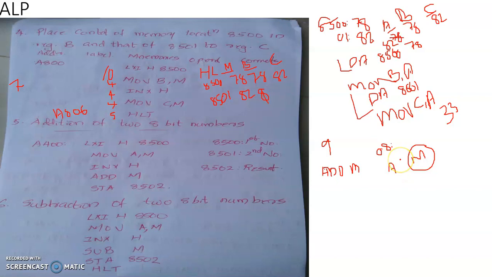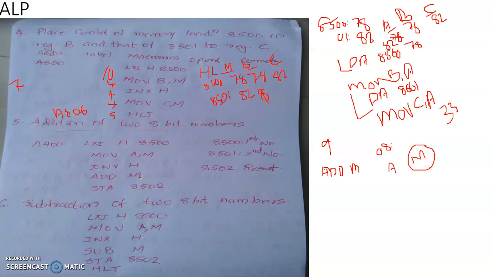Now I require the second number to be pointed. For that, let's increment the content of HL pair by 1, which is already 8500. Upon incrementing, this becomes 8501. So the second number is pointed. INX H. ADD M. Add the content of the accumulator, that is the first number, with the content of memory pointed by HL pair, that is the second number. ADD M. We have the result in the accumulator then.